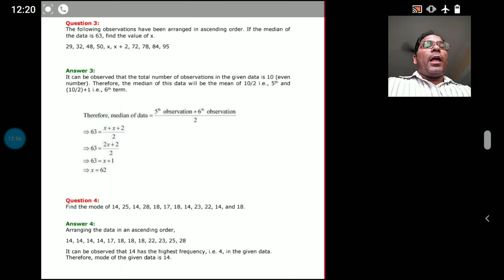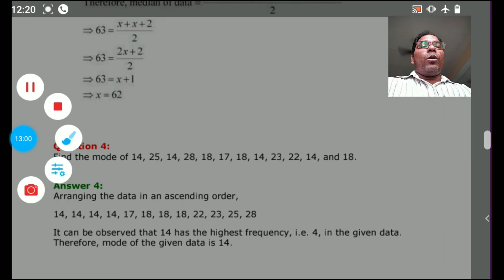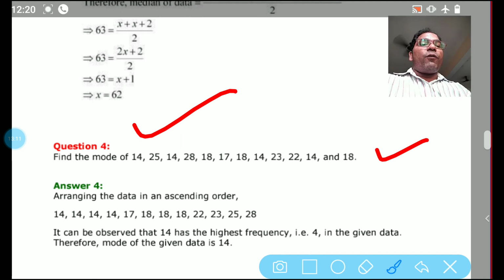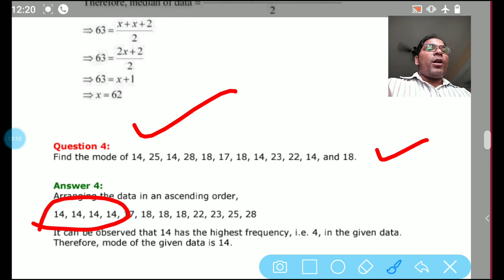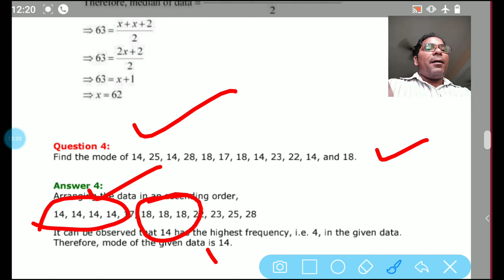And also how to find the mode. You can see question number 4. The question is given, find the mode. In this question, which number has the maximum frequency? Students, you can observe, if we arrange the data in ascending order, then see 14 occurs 4 times, 18 occurs 3 times. So the maximum frequency number is 14. So 14 is the mode.